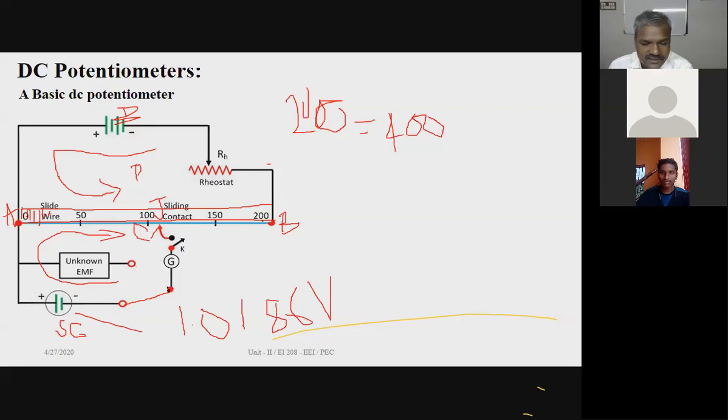It is first connected through a galvanometer, and you have to close the key. One more thing before that: I will tell about this key K. The key should be bypassed by a high resistance. I'll tell you.